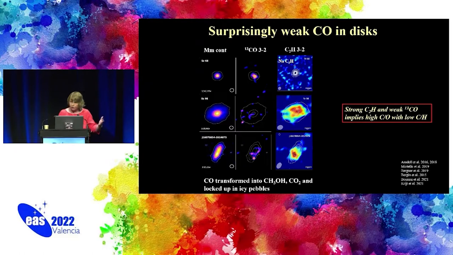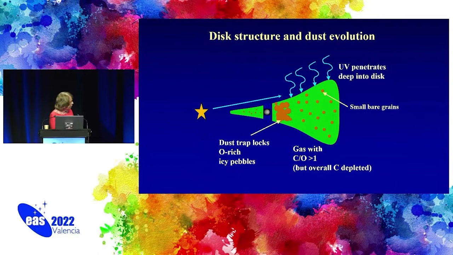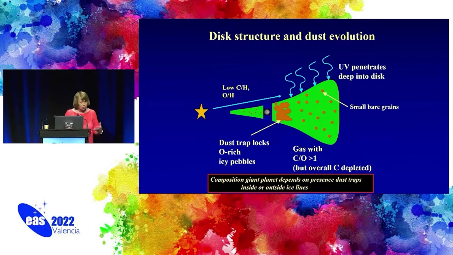So we have observational proof of this picture. But then, this was for a smooth disk. Now we know that we have these structured disks. We have these dust traps that actually lock up these oxygen-rich icy pebbles. And so that means that now we will have a low carbon and oxygen abundance in the inner disk, and we will form a totally different atmosphere of a planet. So the composition of a giant planet ultimately depends on where it is with respect to the presence of dust traps and whether those dust traps are inside or outside the various snow lines.